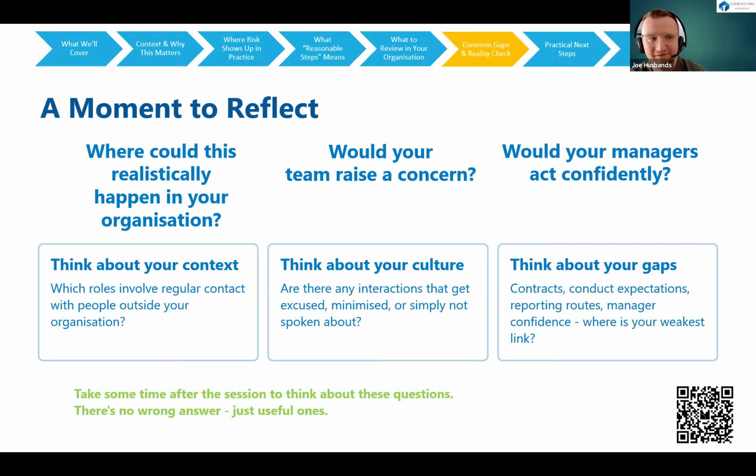What I would like you to think about though is where could this realistically happen in your organization? So think about your context, your culture. Would your team raise a concern? Do you honestly think they would raise a concern if they had one? Would your managers act confidently? So think about your gaps, those things I've been through, your contracts, your conduct expectations, reporting routes, manager confidence. Where is your weakest link? And really think about whether you can fill that gap as well.